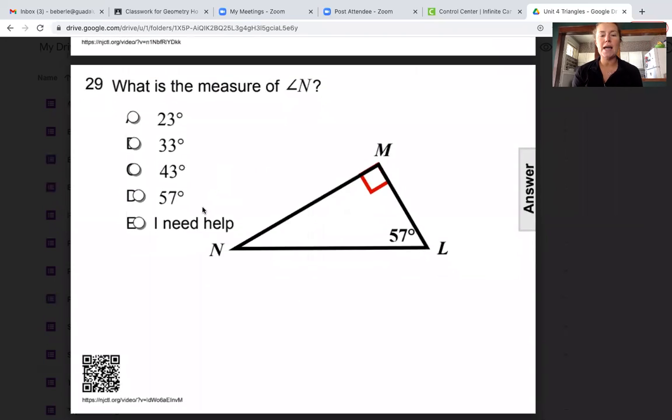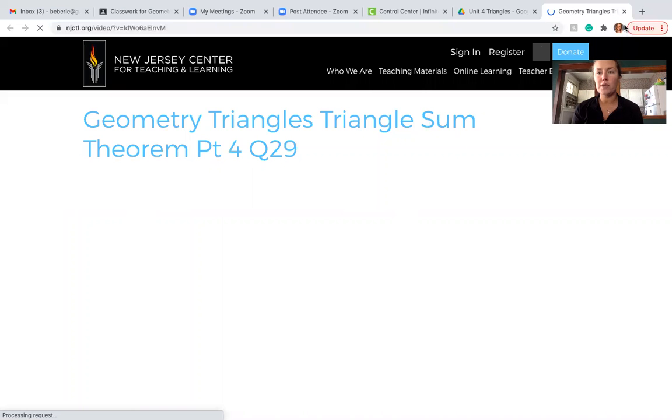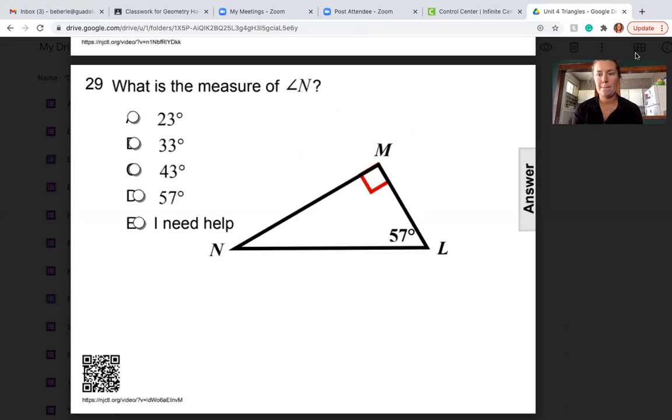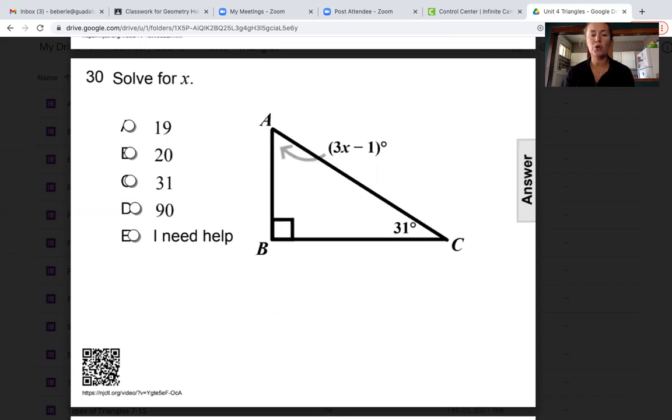Question 29. Go ahead and tell me either what you think the answer is or what one step would be for me to get there. If this was a new kid who came into class, what would you do? Yep, so 180 minus 90 minus 57. And what does that give us? It tells us that this missing angle is 33 degrees. 33B is your answer.